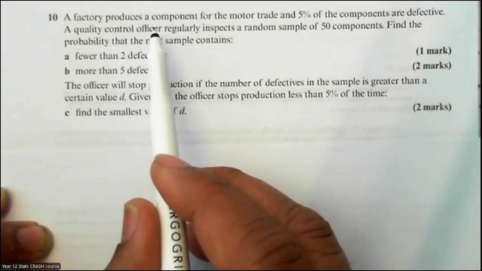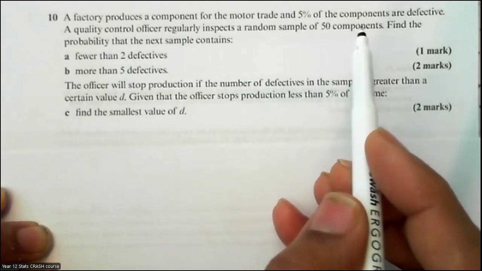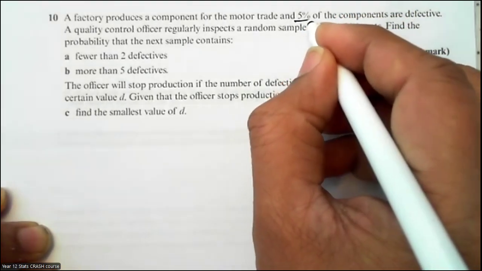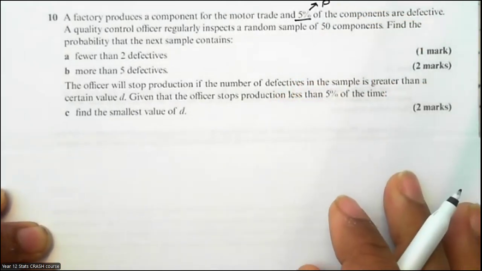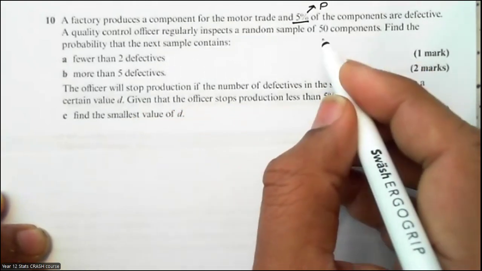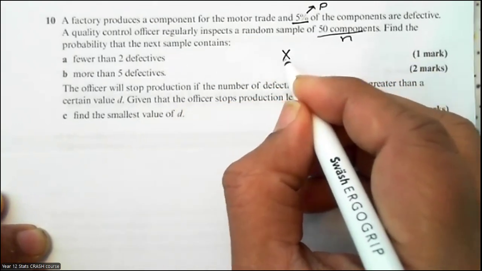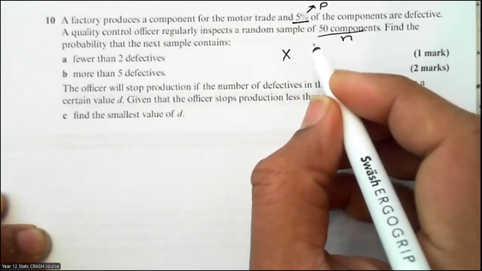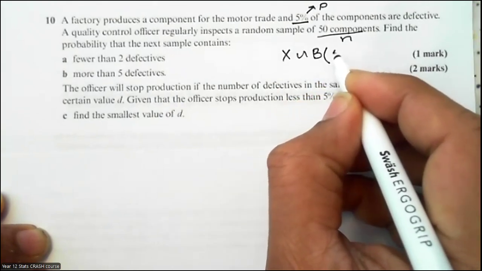A factory produces the components for the motor trade and 5% of the components are defective. So that 5% tells me this might be the probability I'm looking for. A quality control officer regularly inspects a random sample of 50. So that's my n. Find the probabilities. First of all, describe X, the number of components that were faulty. That's binomially distributed.